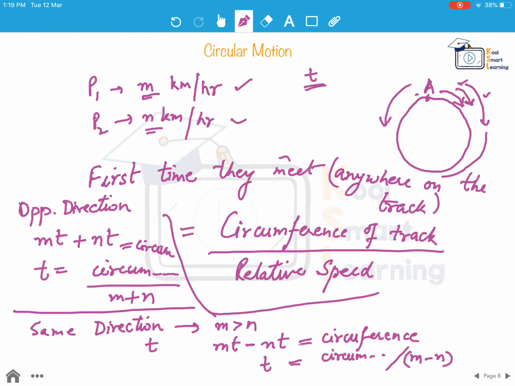and this m minus n is again the relative speed in case of motion in the same direction. So we can easily conclude that the first time that they meet anywhere on the track will be given by the circumference of the track divided by the relative speed, but the first time that they meet at the starting point will be given by the LCM of the two times that they are taking to come back to their starting point. So this is how we calculate the different times, and this is a very essential concept which is used in different day-to-day scenarios, which we are going to see in another session where we'll cover the examples on the same.